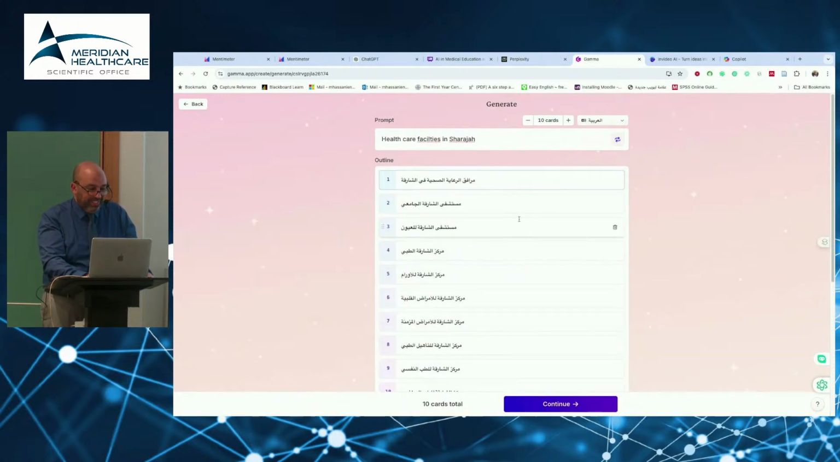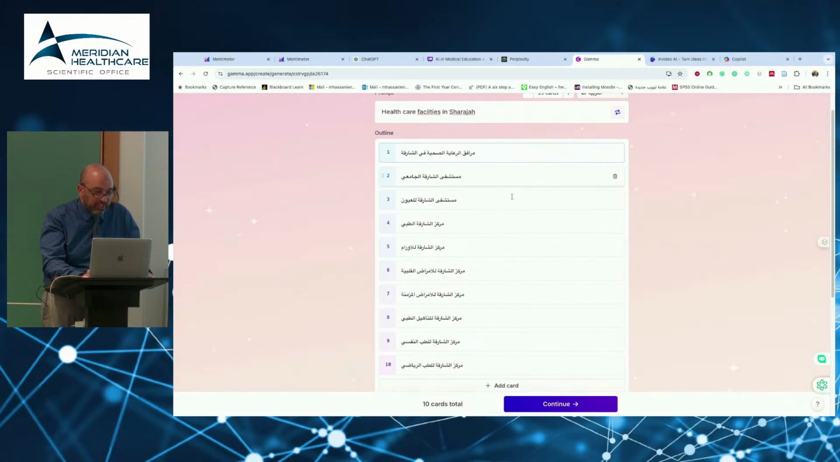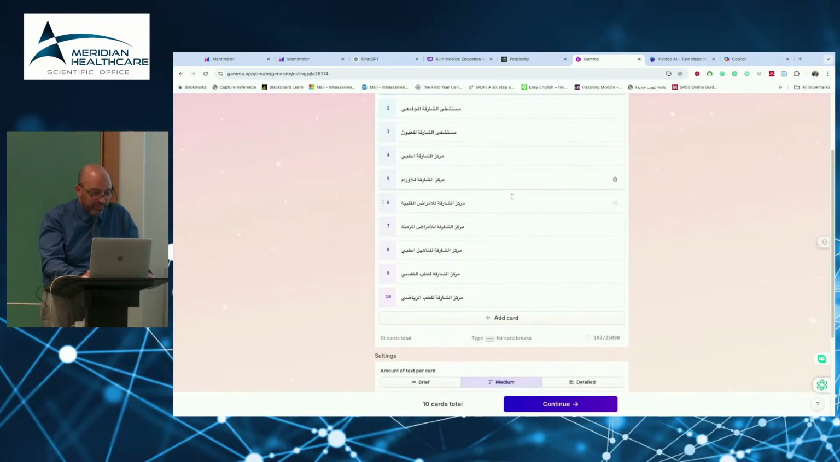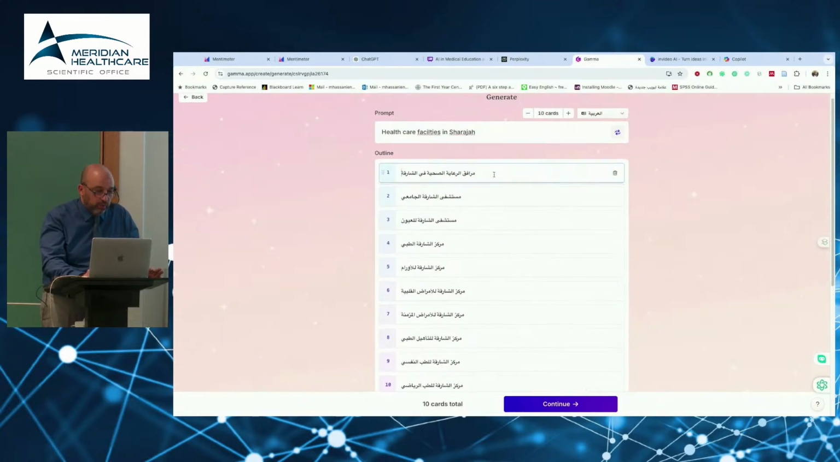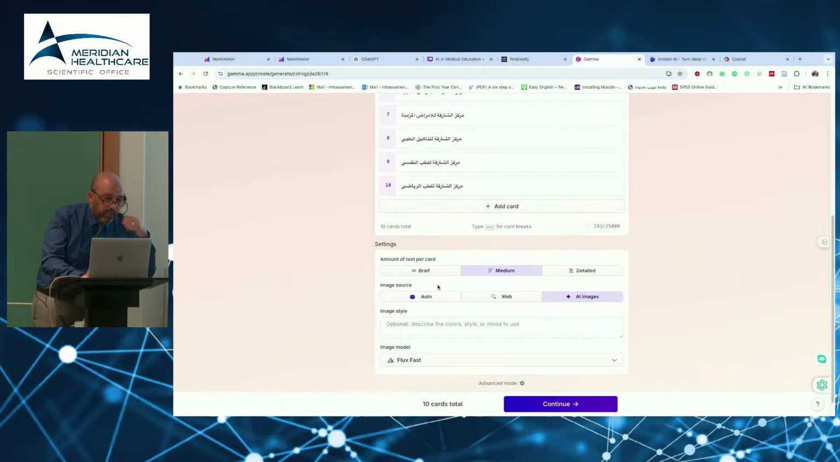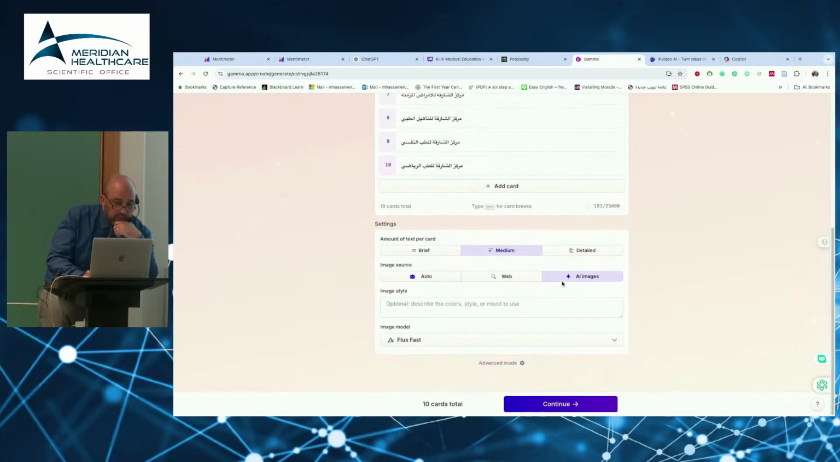So it starts, mashallah. It seems that no one knows Sharjah more than me. Healthcare facilities in Sharjah, University Hospital of Sharjah, Sharjah Today Hospital, Sharjah Medical Center. Okay. You can change here what you want to change. Then it will ask you what you need. It needs the presentation to be brief, medium or detailed, and the image source. It can create AI images. And I usually use this, but this time I'll ask it to search on the web. Then image license, all images, okay, then continue.